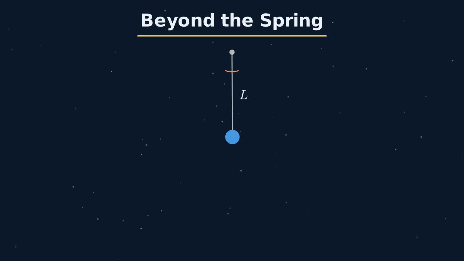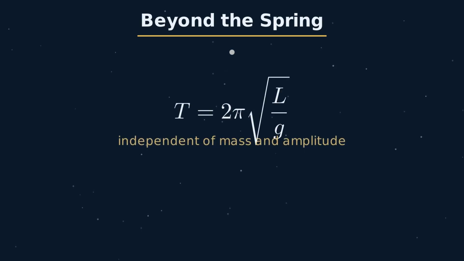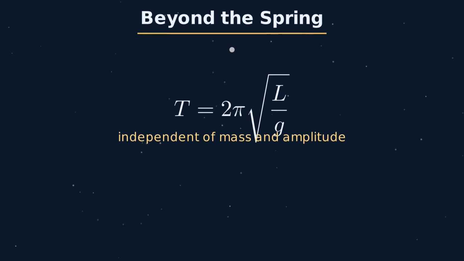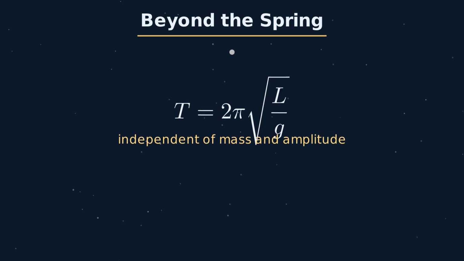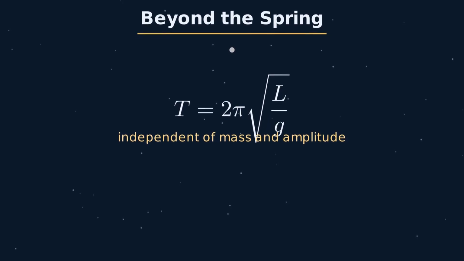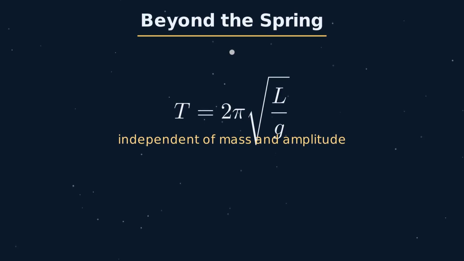Now let gravity be the spring. A simple pendulum, a bob on a string of length L. For small swings, the restoring torque is again proportional to the angle, so the motion is very nearly simple harmonic. The result is striking. The period depends only on the length and the local gravity, not on the mass of the bob and not on the amplitude. That is why a pendulum makes such a faithful clock and such a sensitive probe of gravity.